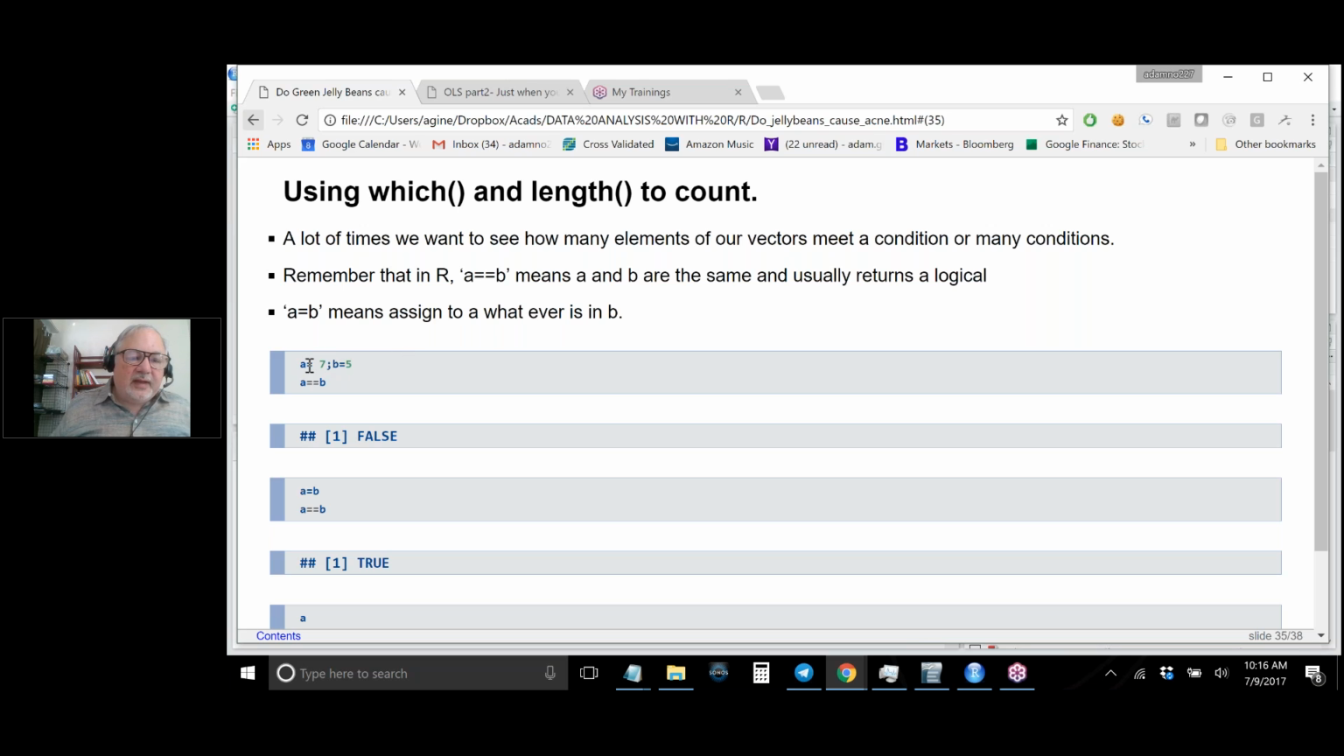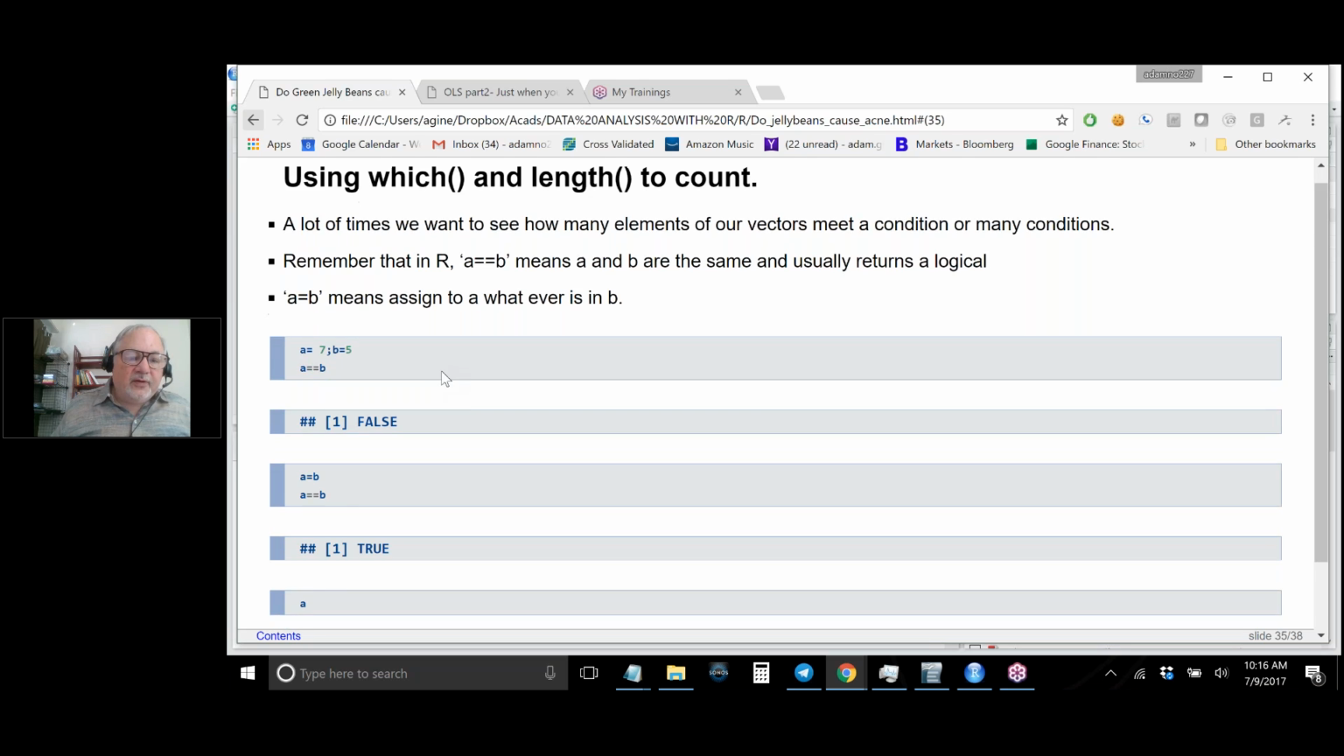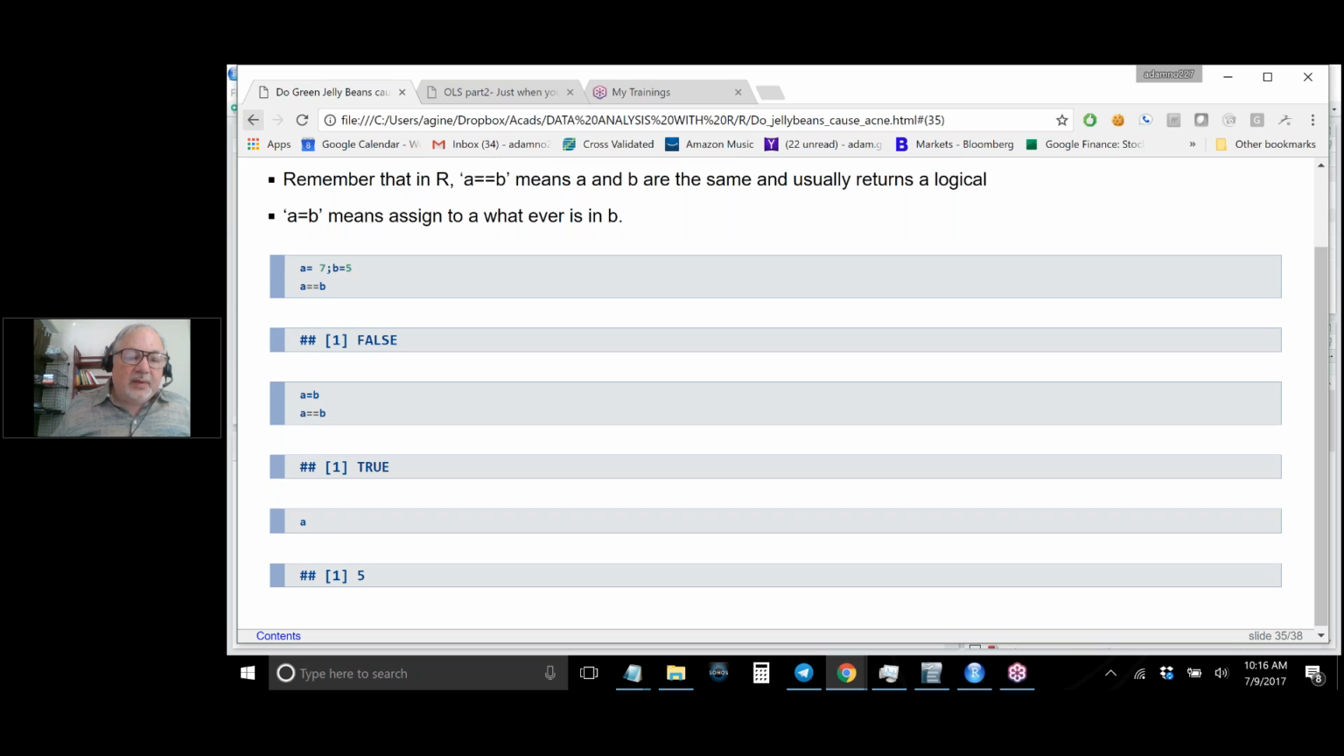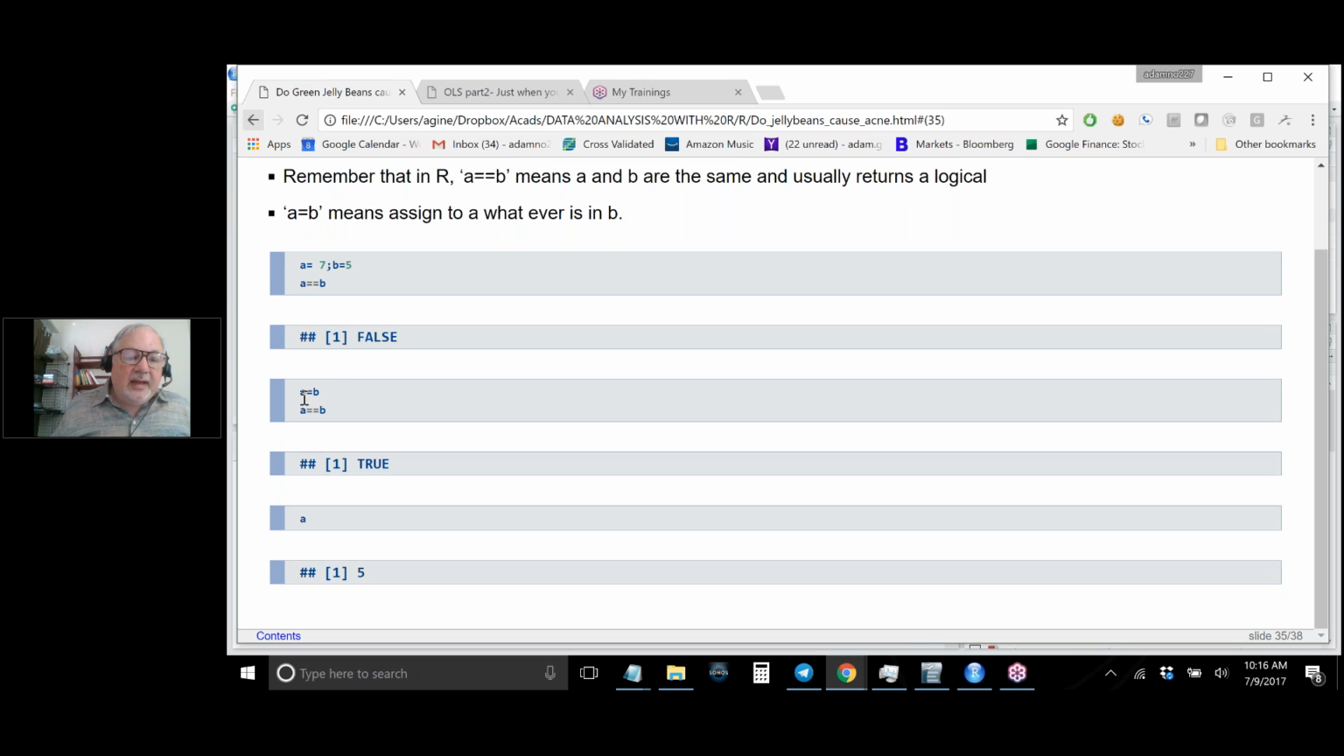So for example, if I say A equals 7, B equals 5, and I write A double equals B, I get false, because 7 doesn't equal 5. If I say A equals B, I've now assigned to A whatever was in B. So in fact, A is no longer going to be 7, it's going to be 5. Now if I say A double equals B, I get true, because A has now taken the value 5. This is something that comes up constantly when you're actually writing code, and it's worth knowing how to use it.